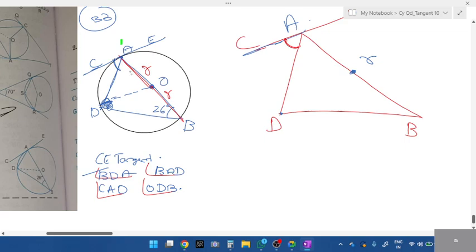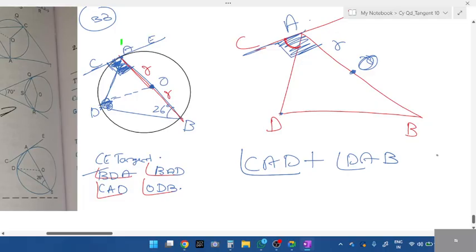From O to A, students, what do we call O to A? Radius. What is the property for a radius and a tangent on a circle? Whenever a tangent is passed, what is the angle formed? All of you respond. 90 degrees. So this is 90 degrees. This entire shaded part consists of how many angles, students? Angle CAD plus angle DAB, both together equal to 90.